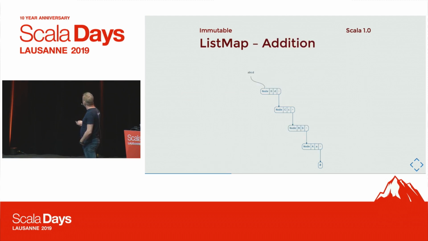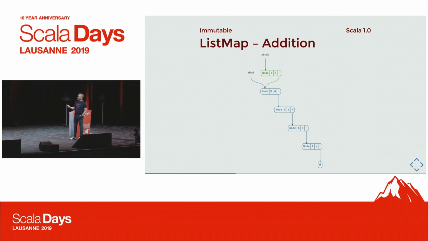If we look at addition, one of the important operations for a ListMap, we can see that when we start with ABCD, as usual here, and then we add E, the E mapping, you can reuse the whole list and just prepend something to the list. So that's really, really nice.